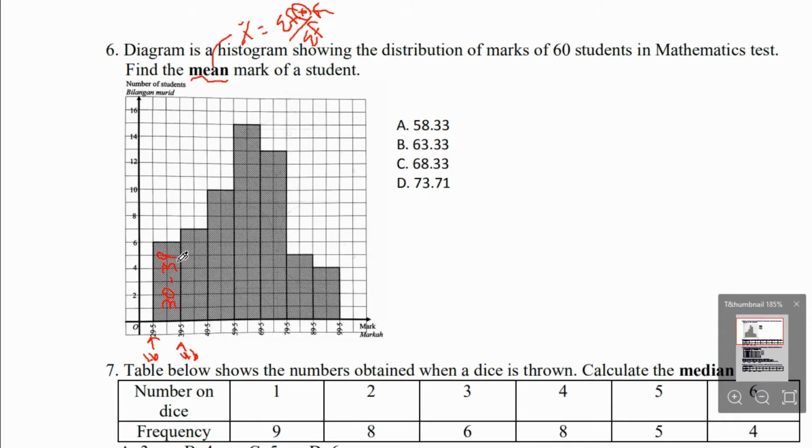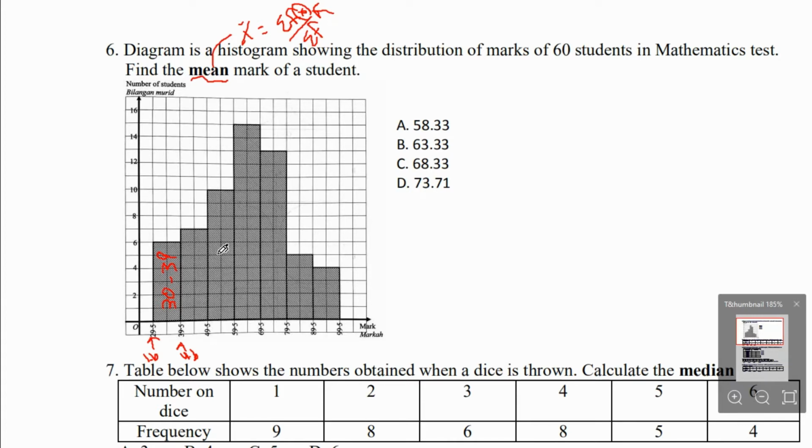Okay, for this class, this is the lower boundary and this is the upper boundary. So the lower boundary plus 0.5 gives 30, and the upper boundary minus 0.5 gives 39. Okay, not every question you are using plus minus 0.5. Sometimes the question will use 0.05, but most likely the question will use 0.5. So you just need to remember this method.